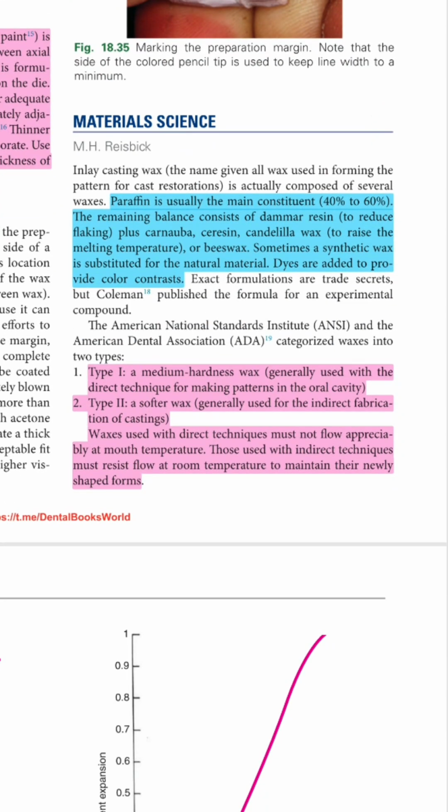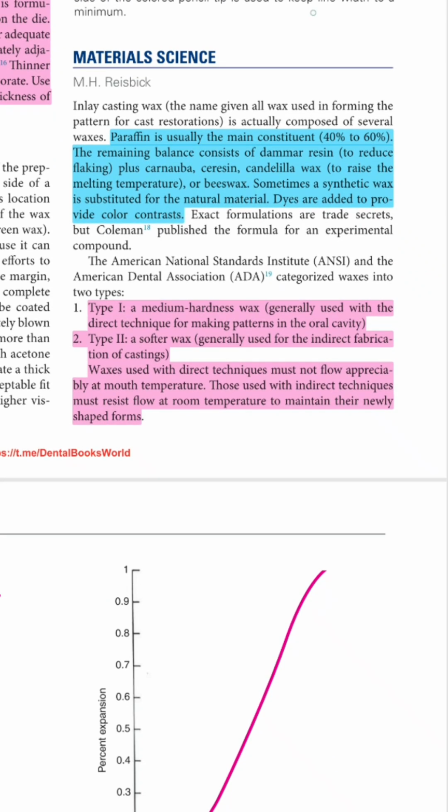The wax is made of paraffin by 40 to 60%, and some other materials like carnauba, silicone, and candelilla wax are incorporated to raise the melting temperature, or beeswax is added with the dyes, and some synthetic wax is substituted for the natural material if it is not available. We have two types of wax.